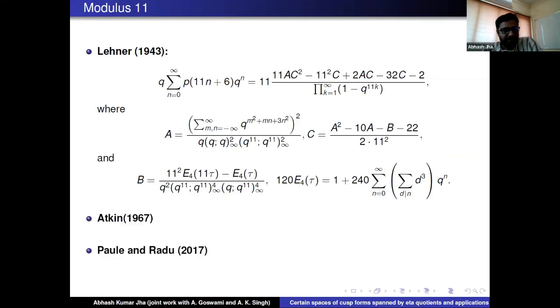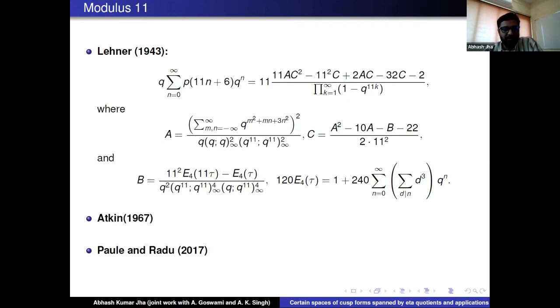Later, Atkin also obtained a new witness identity, and Paule and Radu recently obtained some witness identities using the Garvan and Ramanujan package. They gave a kind of algorithm to find that. All these approaches for finding the witness identity modulo 11 were using the theory of modular functions. What we have done is obtain the witness identity for modulus 11 using the theory of modular forms.